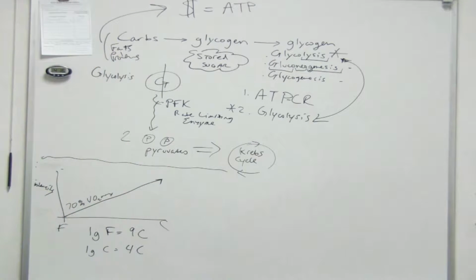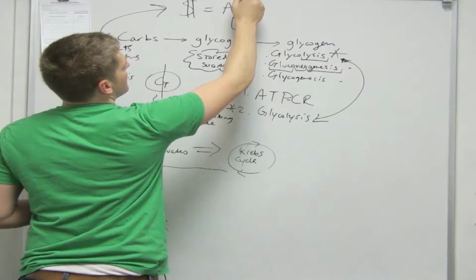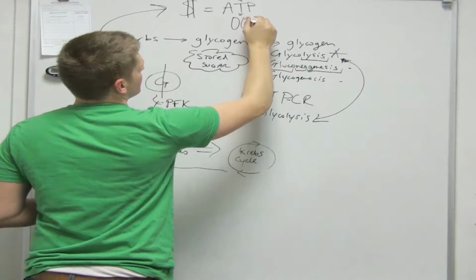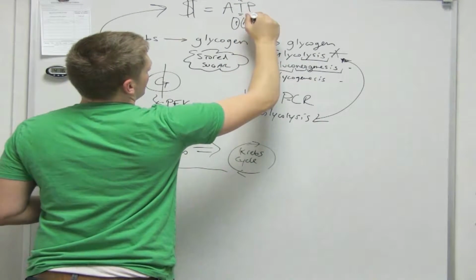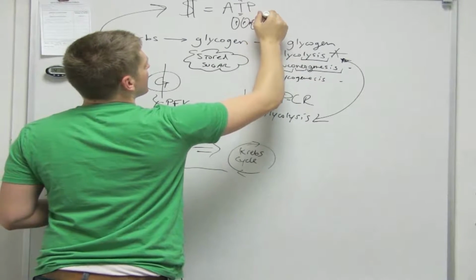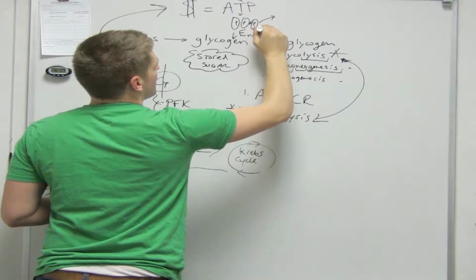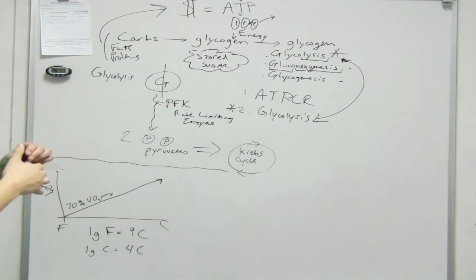ATP is just a molecule that has 3 parts. It's called adenosine triphosphate, so it has these phosphates. When one of these bonds is broken, it releases energy. So we need ATP. It's our energy currency, pretty much.